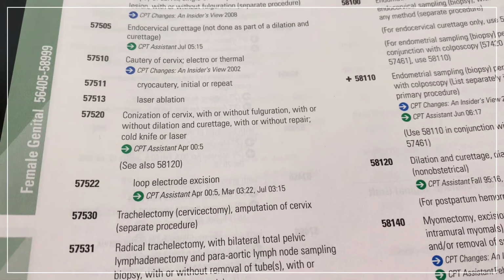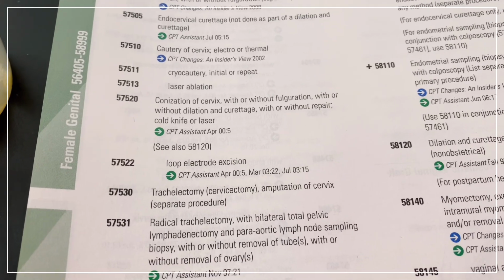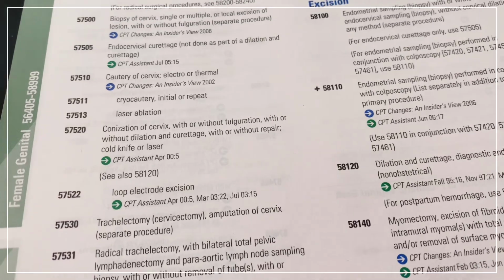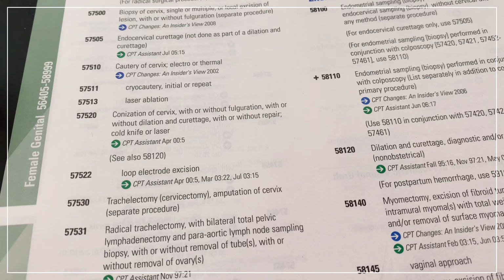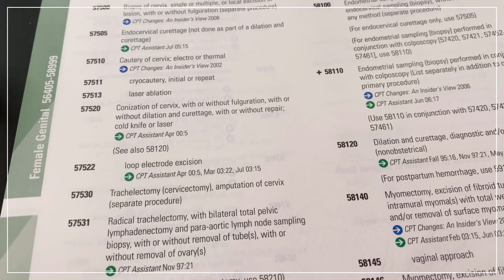So normally I would have written in here Leep next to 57522 so that I know that this is the loop electrode excision. But this is my new book, so I have not written much in here yet, but I know that when we have a Leep procedure, it's 57522.